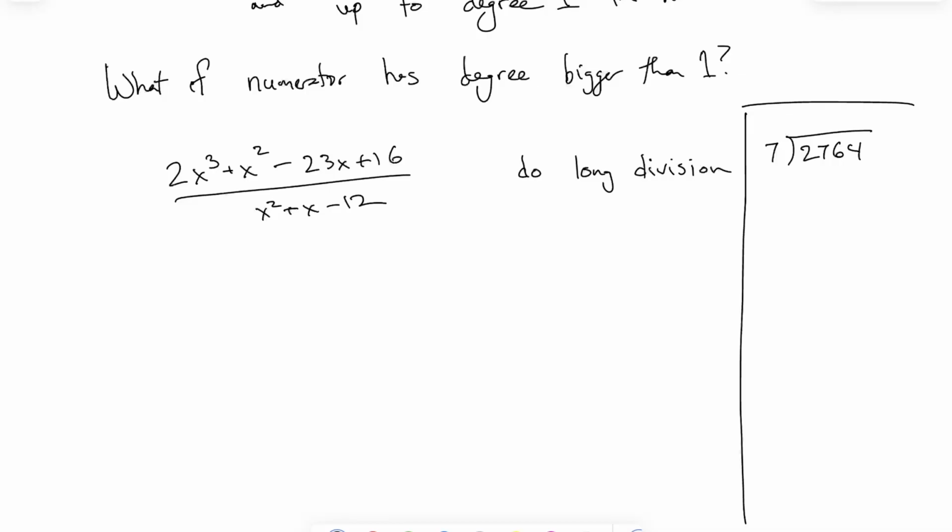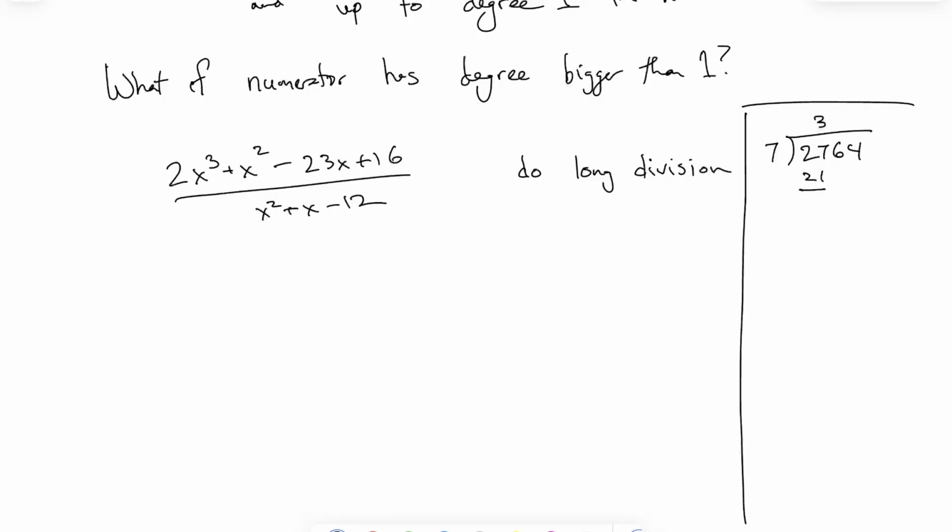I would try to divide the 7 into the first digit here, but actually 2 is less than 7, so 7 doesn't go into 2. I'll take the first 2 digits. 7 going into 27, that would be 3 times, right? 3 times 7 is 21, and you can't go another one. So I put 3 here, and then you multiply. 3 times 7 is 21, and I put that down there.